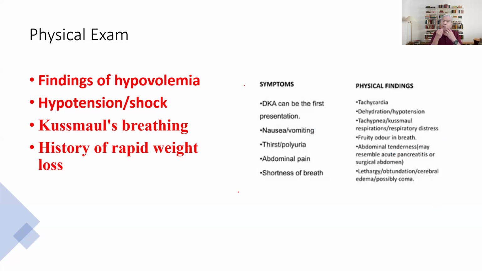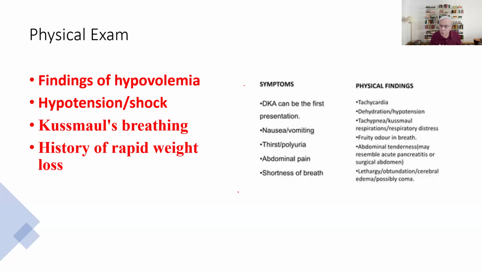So Kussmaul's breathing is an effort to get rid of excess acid. So they usually blow for a long period of time. So the exhalation phase of their respiration is prolonged. So it's something like this. Because they're trying to eliminate a lot of acid through their respiratory system. And again, of course, their breathing could be associated with a fruity odor or an acetone smell. And this is because of the acetone production as a result of ketoacidosis.